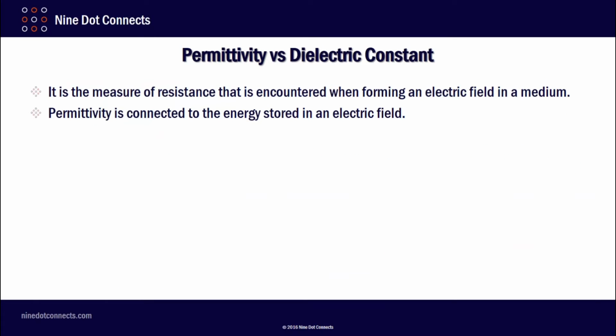So let's talk about terminology here: permittivity versus dielectric constant. Both of these are basically synonymous, but it is a measure of the resistance that is encountered when forming an electric field in a medium. Permittivity is connected to the energy stored in the electric field.